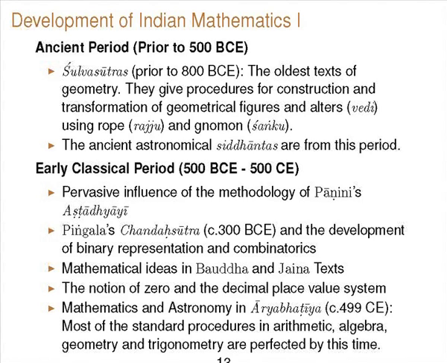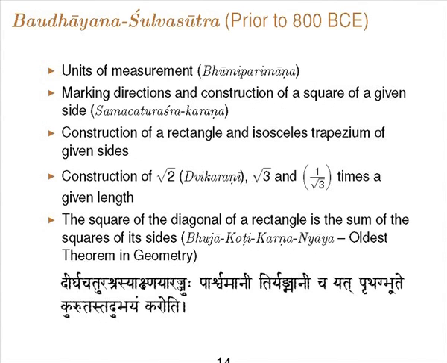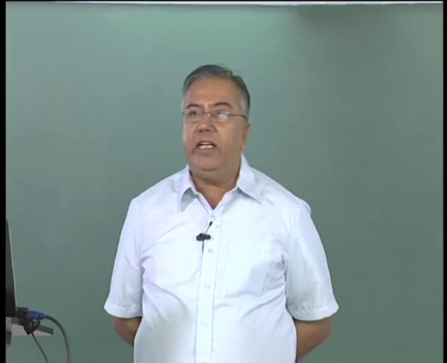Then more crucially, the idea of zero and the decimal place value system developed in this period, and all this culminated in the mathematics and astronomy found in the text Aryabhatiya of Aryabhata, which was written in 499 of the Common Era. Most of the standard procedures in arithmetic, algebra, geometry, trigonometry were perfected, and many more things used in astronomy, like indeterminate equations and sine tables, were perfected by the time of Aryabhata.